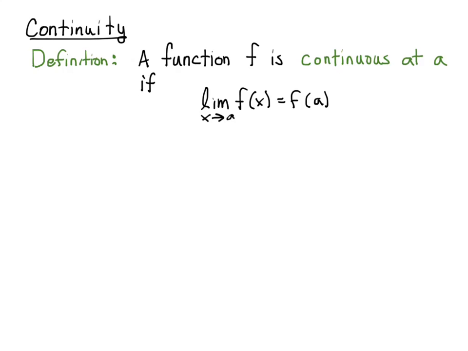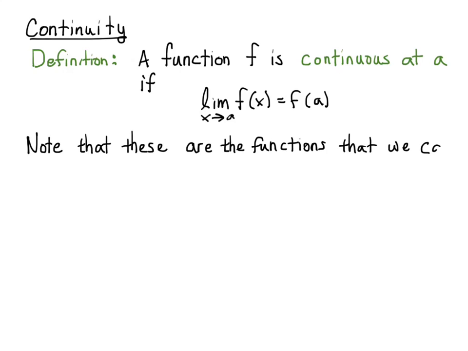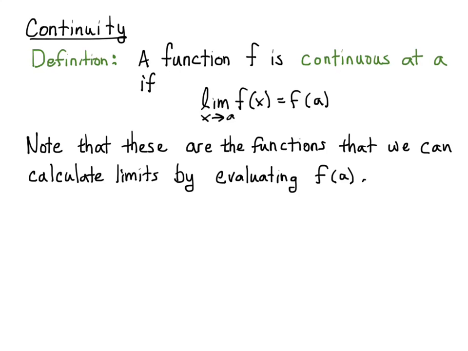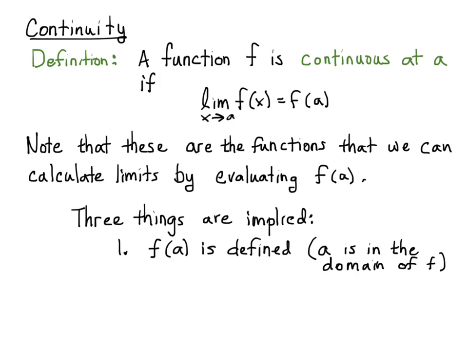It's not a theorem or anything like that. It's just saying that as the function approaches its limit, if the limit equals what the function is evaluated with at a, if those two are the same, we're going to have a continuous function at that point. Okay, so notice that these are the functions that we have been calculating limits directly by evaluating f at a. So like polynomials, come to mind pretty readily.